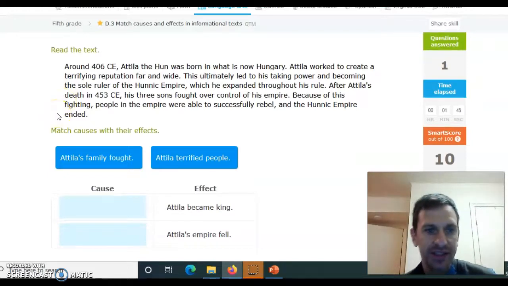Around 406 CE, Attila the Hun was born in what is now Hungary. Attila worked to create a terrifying reputation far and wide. This ultimately led to his taking power and becoming the sole ruler of the Hunnic Empire, which expanded throughout his rule. After Attila's death in 453 CE, his 3 sons fought for control of the empire. Because of this fighting, people in the empire were able to successfully rebel, and the Hunnic Empire ended.